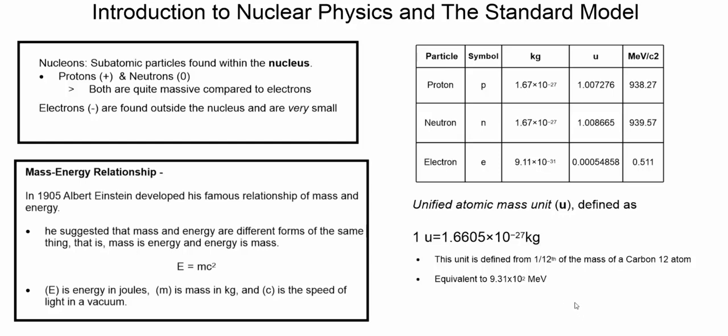All right, let's talk about nuclear physics and the Standard Model. In order to understand the Standard Model of physics, we need to describe what we already know in terms of the atom. And that is this little box right here. We know the atom has a nucleus, and inside the nucleus contain the protons and the neutrons.